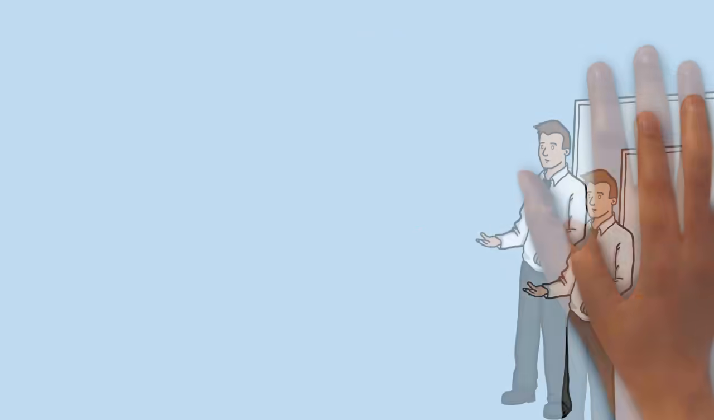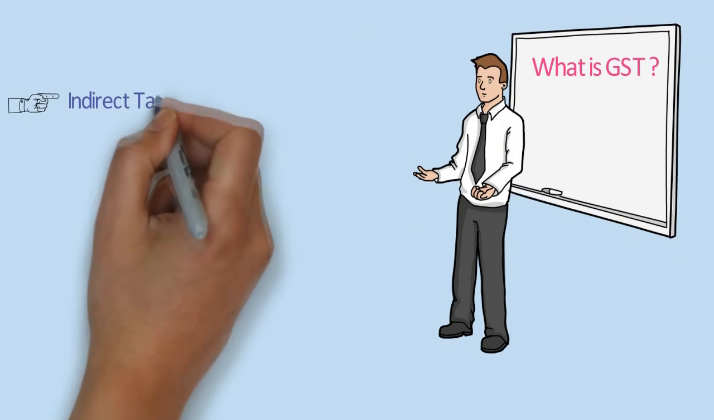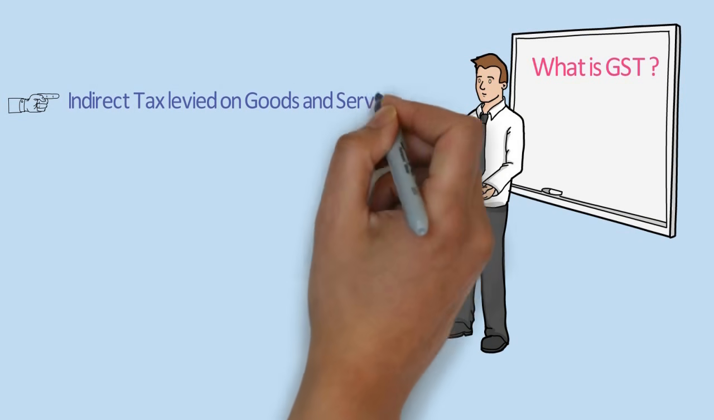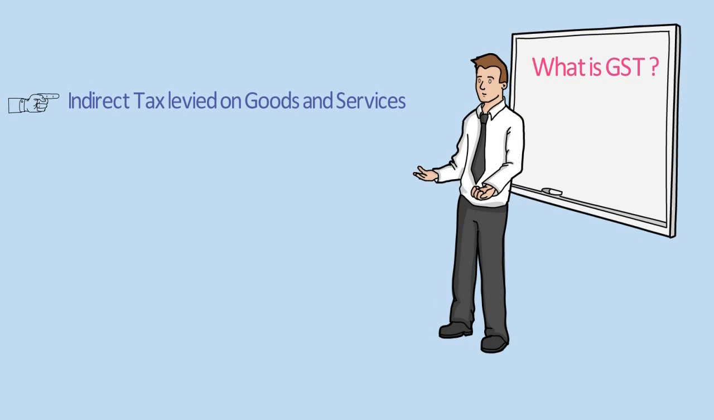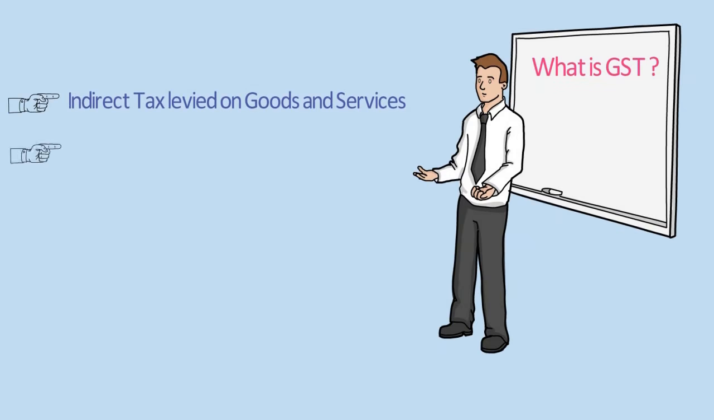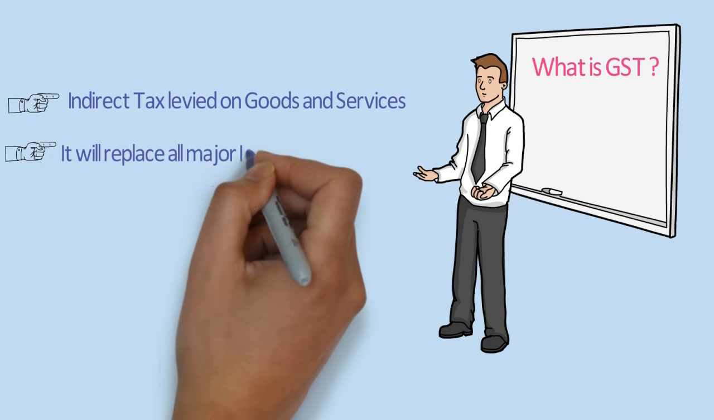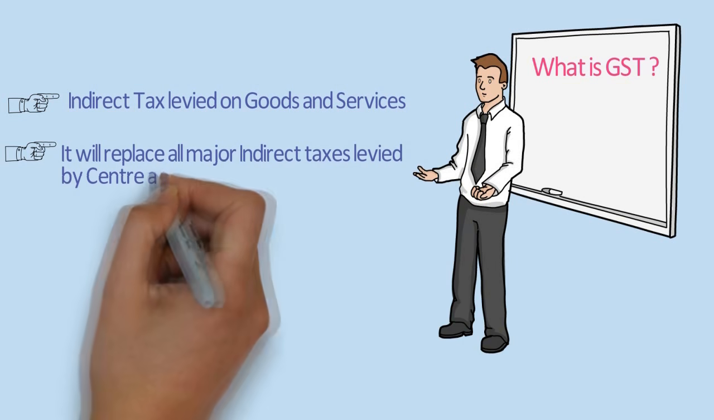Now let's understand what is GST. As the name suggests, it is an indirect tax levied on goods and services. It is clear that GST is an indirect tax and it is not going to have any impact on rates or structure of direct taxes, which mean income tax rates and its levy will remain same. The reason it will be a game changer once implemented is because GST will replace major indirect taxes that are levied by center and state.